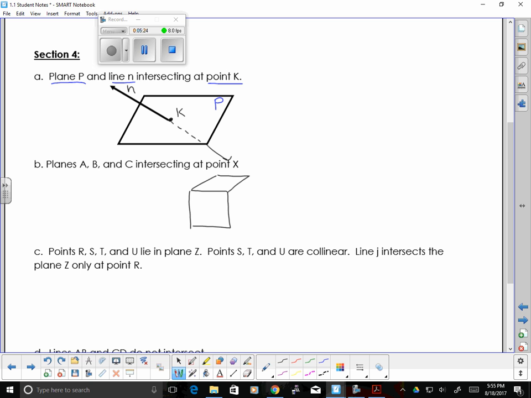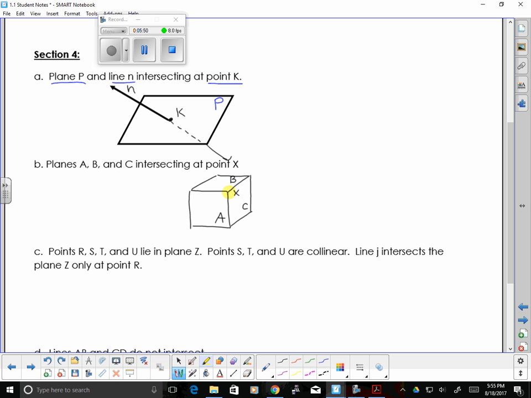So there's planes A and B. Here's A, there's B. Then I want to draw a third plane. So I'm going to go straight down from the corner of the parallelogram and form a second parallelogram on the right side. And that's going to be plane C. Now, where do those planes meet? We can see it right here. And that needs to be point X. So we're just going to label that point X.